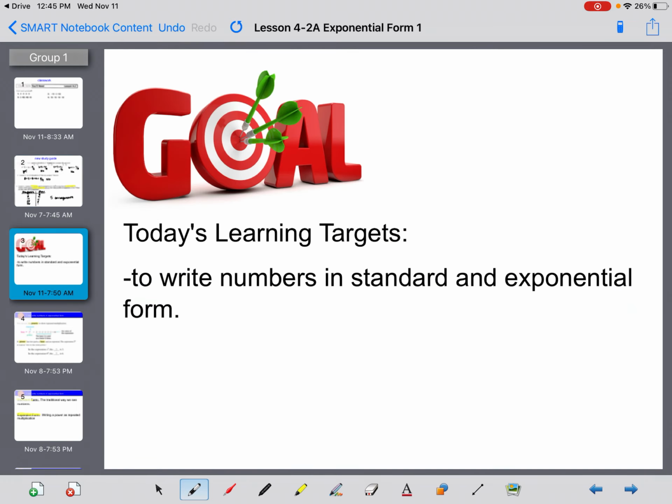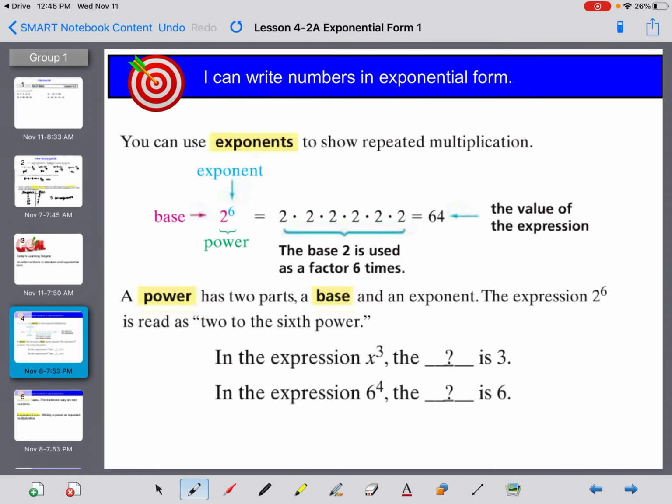Today's learning target is to write numbers in standard and exponential form. We are going to use exponents to show repeated multiplication. Here is an example. 2 to the 6th power has a base of 2 and an exponent of 6. This is called a power. The 6 tells me that I am going to multiply the base of 2, 6 times. When you look over here, you can see 1, 2, 3, 4, 5, 6 2's are being multiplied together.